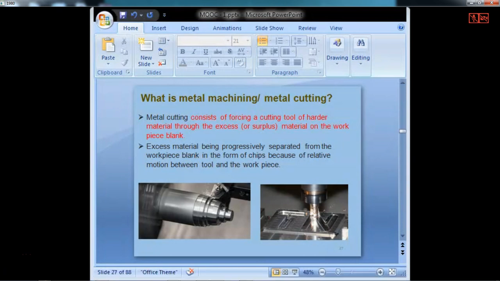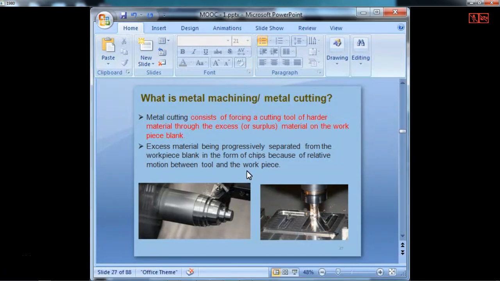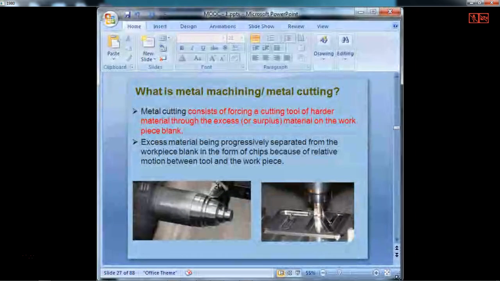Metal machining consists of forcing a cutting tool of harder material through the excess material. So what is basically metal cutting is, we take a hard tool and move it on the softer material, and that enables cutting of the material. It is like you take a sharp knife and scratch it on any surface. So metal cutting is basically nothing but scratching, but in a controlled way.